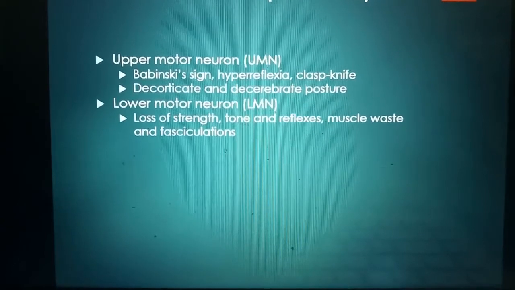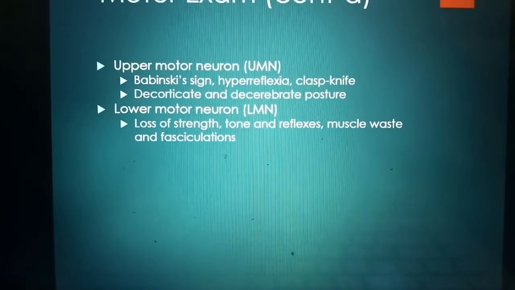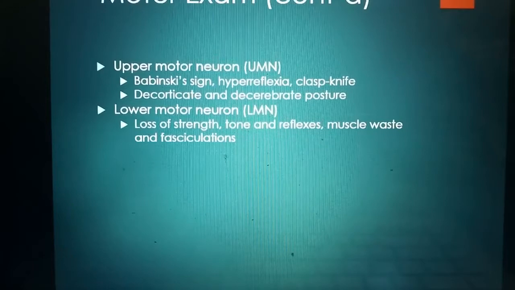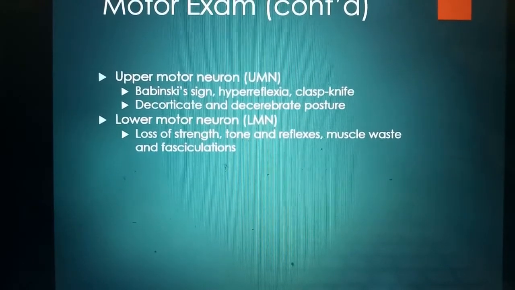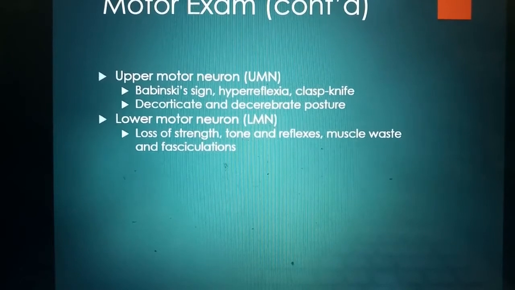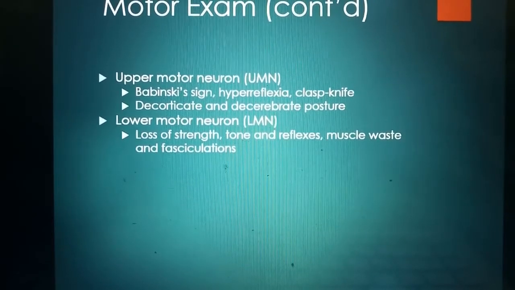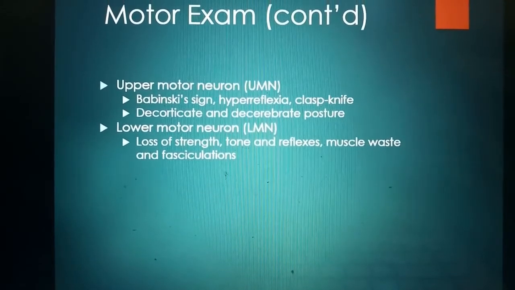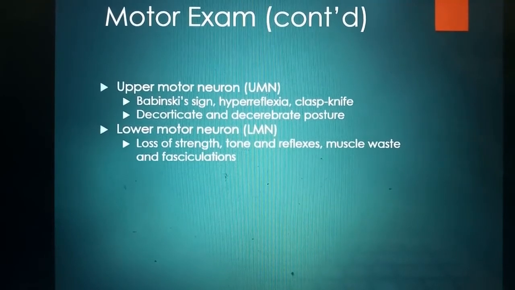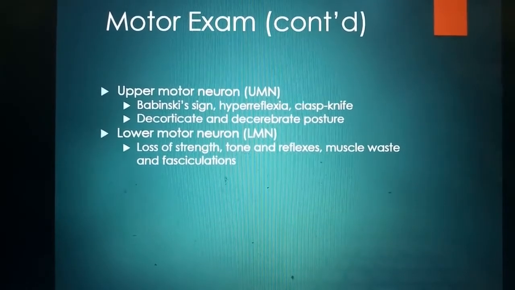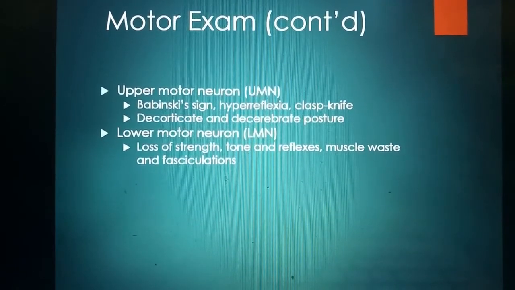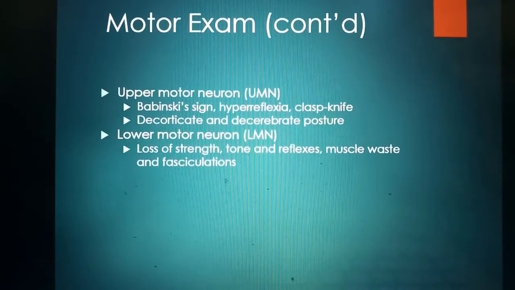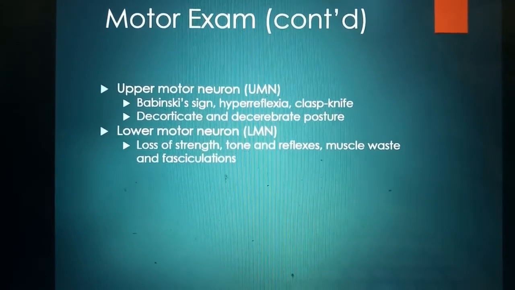If it's a lower motor neuron lesion, then it's the peripheral nerves which are damaged and the central nervous system is not damaged. So there are certain ways in which we can identify if a person has got an upper motor neuron lesion or a lower motor neuron lesion. Babinski sign, hyperreflexia, clasp knife, decorticate, decerebrate postures mean that a person has got upper motor neuron lesion. So when you test for Babinski sign, if it's positive, it's upper motor neuron lesion.